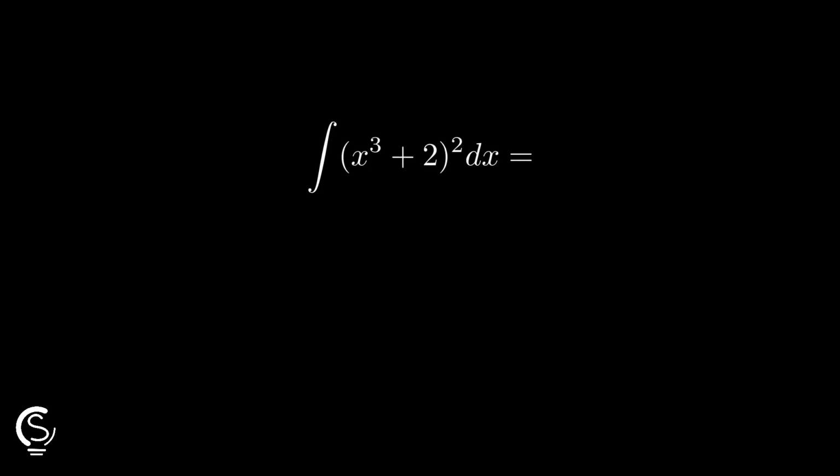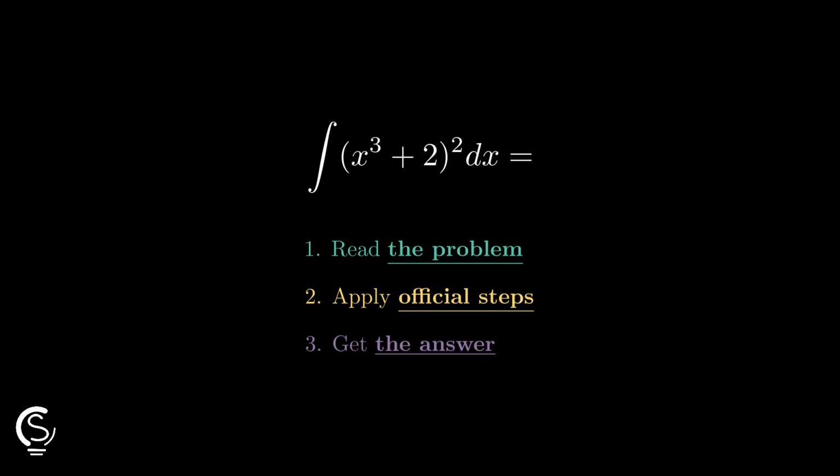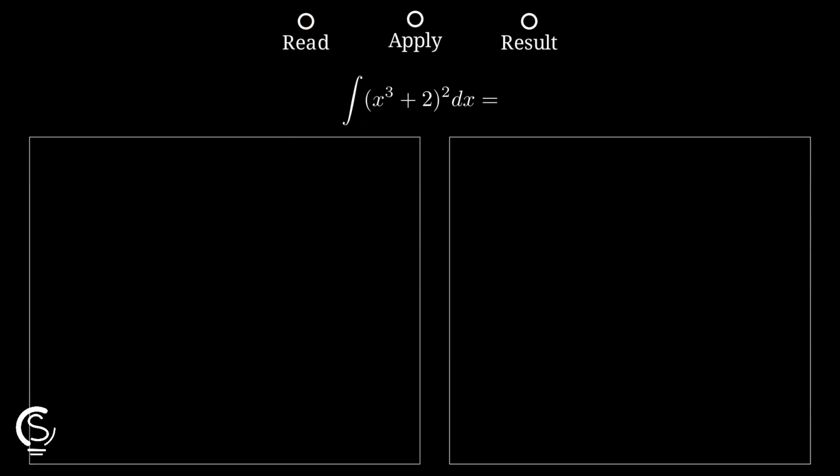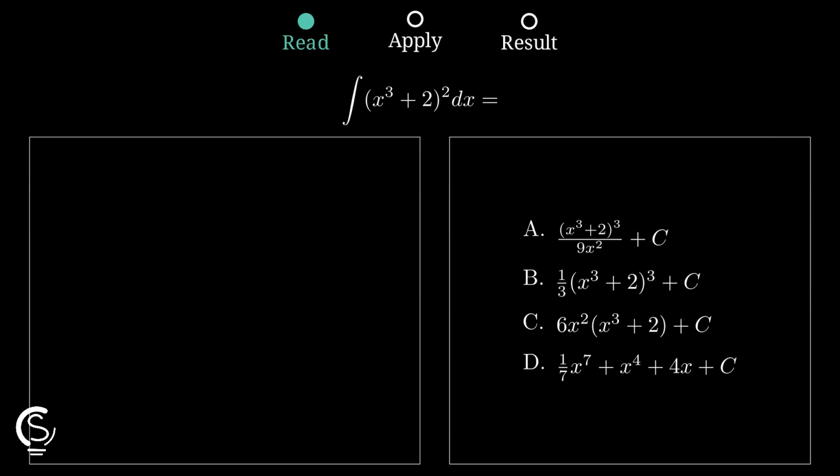Integrals get easy fast when you spot the move, and this one collapses beautifully into a simple polynomial answer in under a minute. Start by expanding the square because (x cubed + 2) squared is not a clean U substitution here. It becomes x to the 6th + 4x cubed + 4.